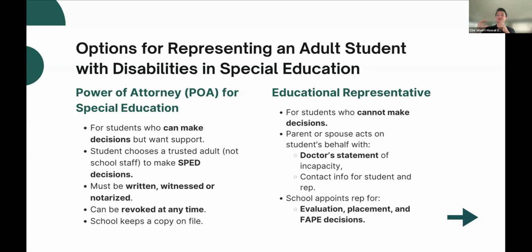And these are just really specific to school settings. Once they graduate, there's other things that you can do and other alternatives, but these are the ones that you can do while you're still in a school setting.